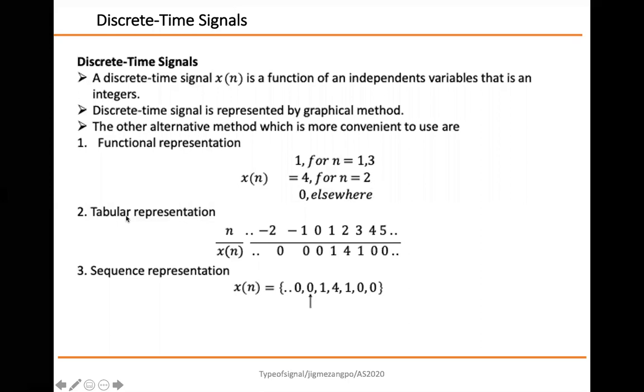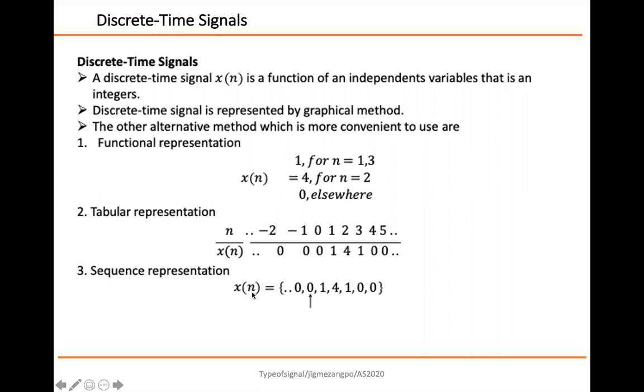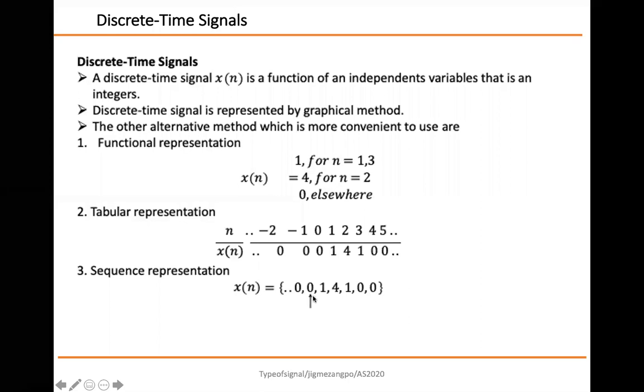Then we can represent it in tabular representation, where n is minus 2, minus 1, 0, 1, 2, 3, 4, 5, and x of n is 0, 0, 0, 1, 4, 1, 0, 0. This is the signal representation. And we can also represent the signal in sequence representation: x of n is 0, 0, 1, 4, 1, 0, 0. This arrow mark shows the origin of the signal.